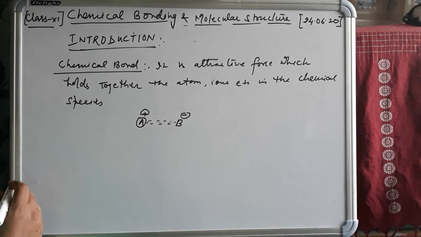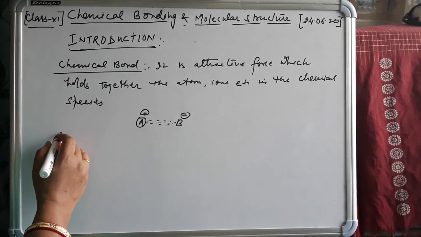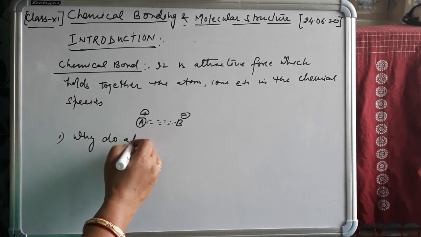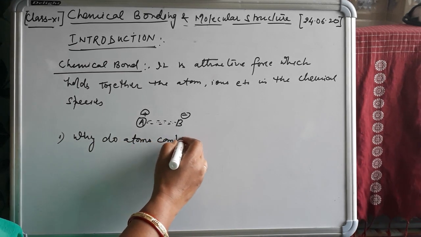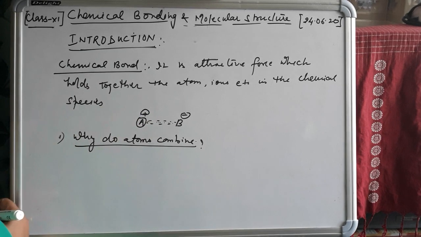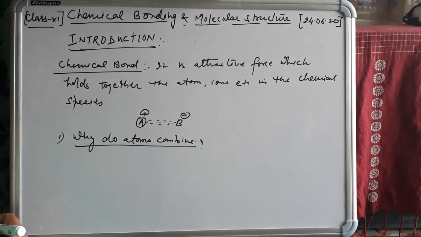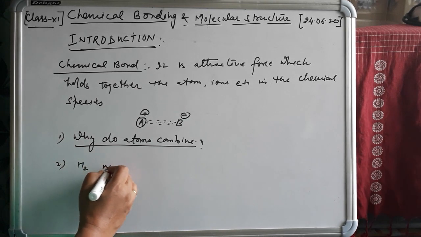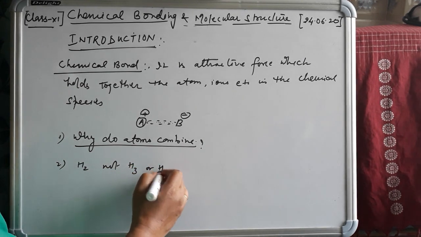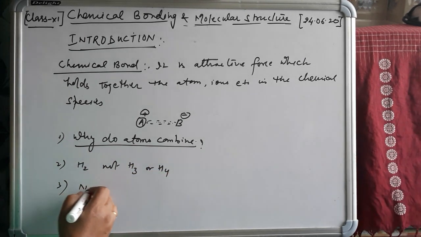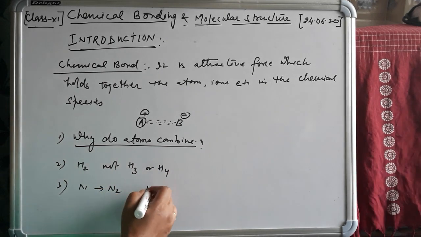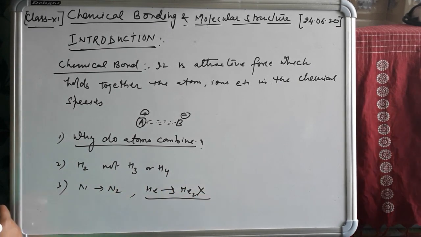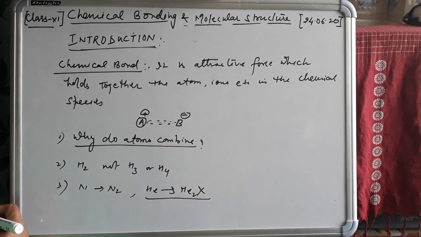So students, now we have a number of questions to answer. Why do atoms combine? Why is a definite number of atoms present in a molecule? For example, hydrogen exists as H2, not H3 or H4. Nitrogen combines to form N2, but helium does not combine to form He2. So the question arises, what is the reason behind it?